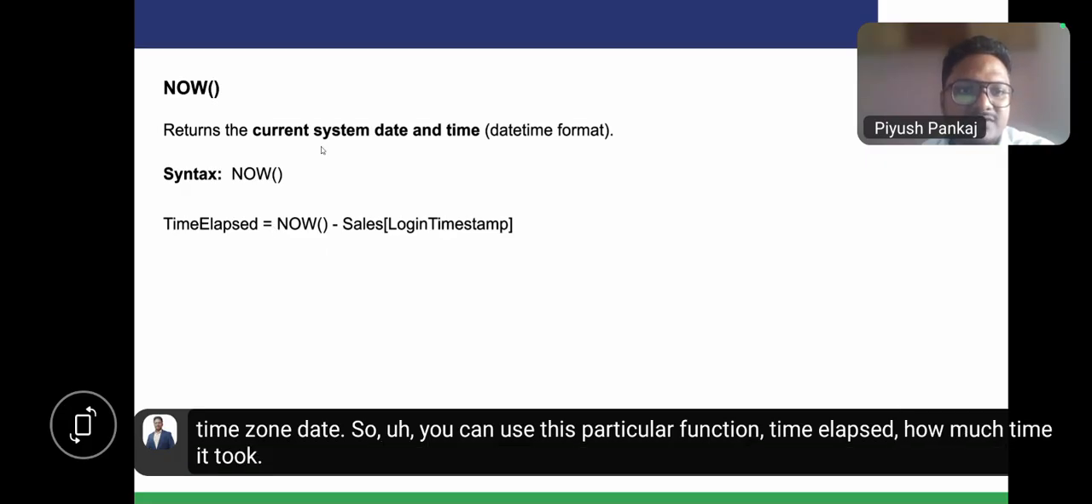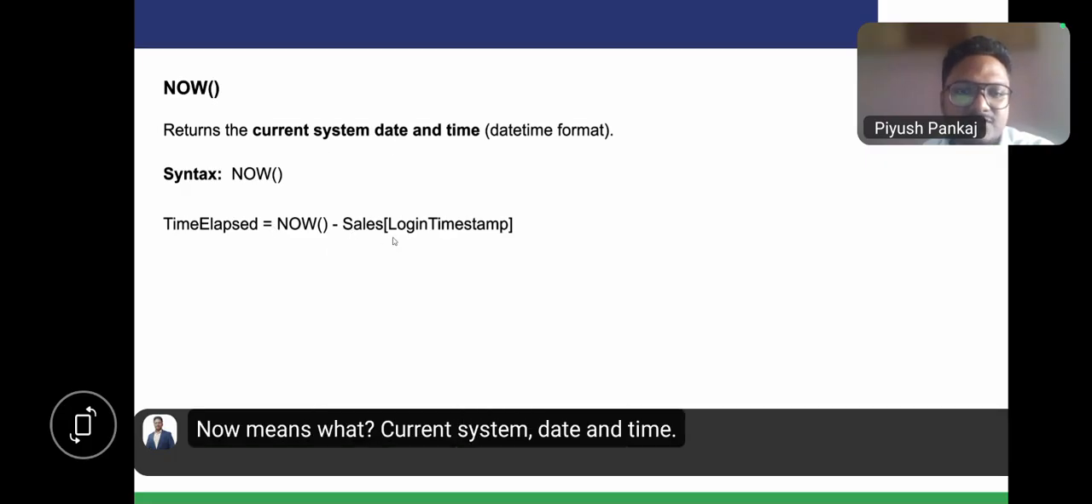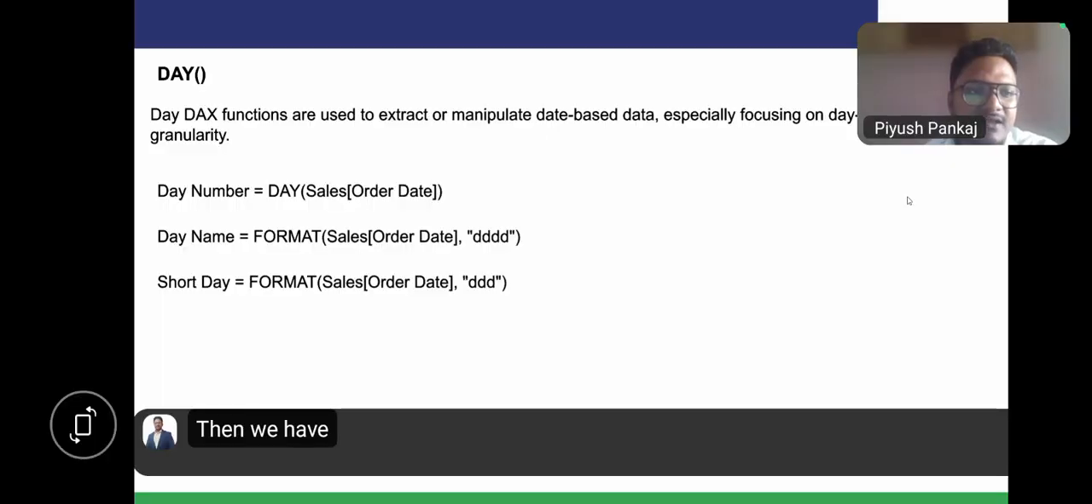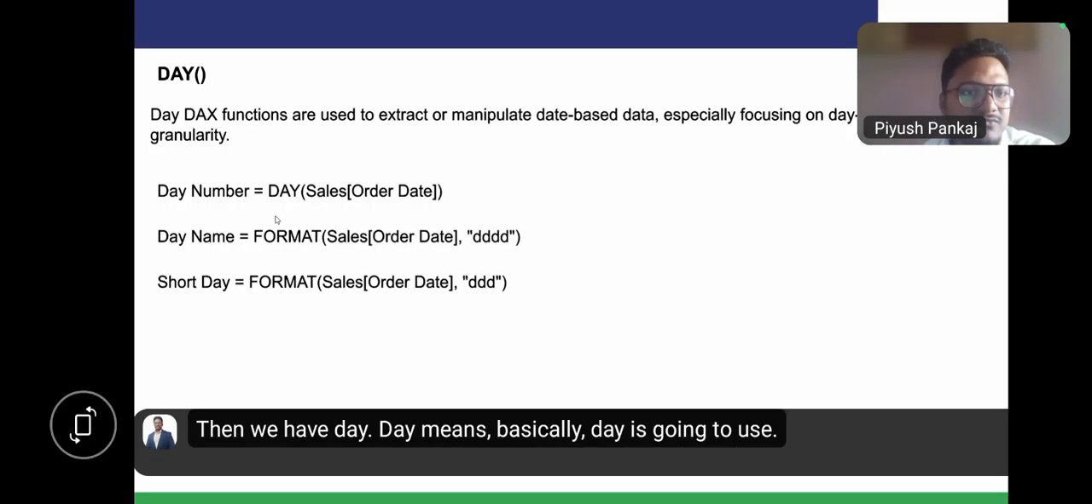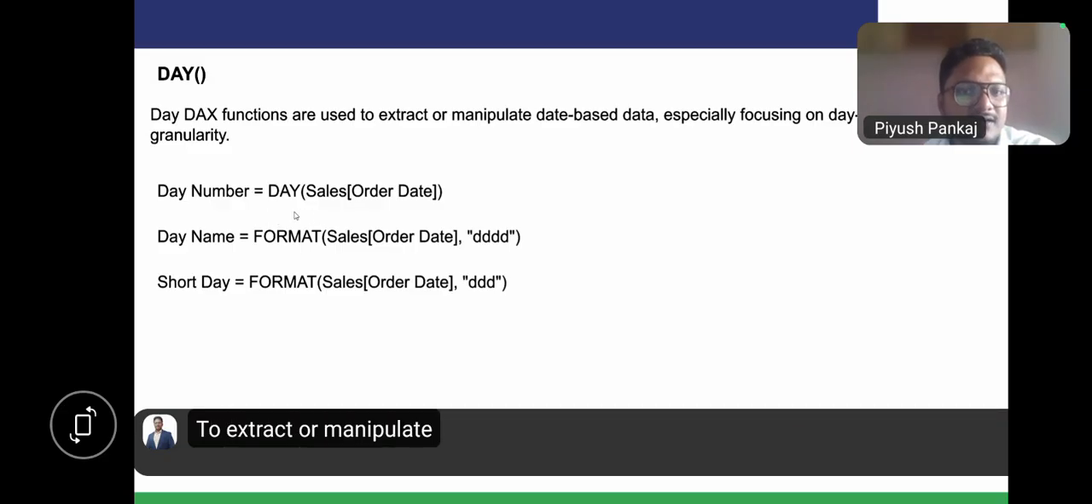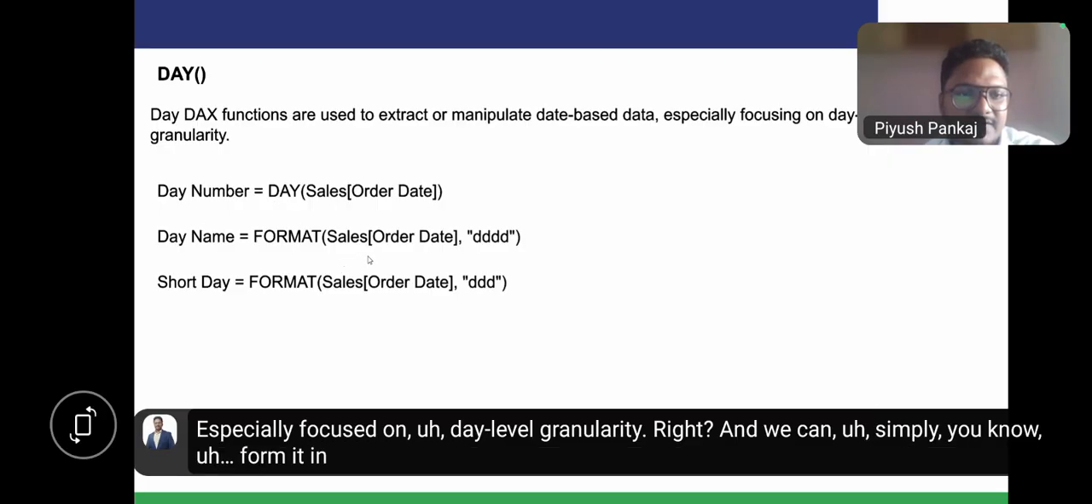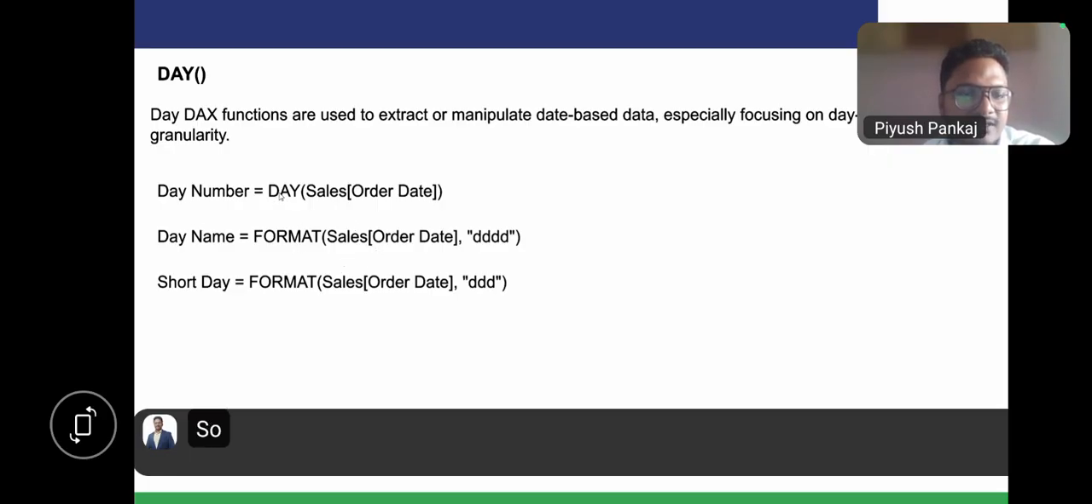Now means what? Current system date and time. So sales login stamp, login stamp is not there, so the NOW function is there. Then we have DAY. DAY is used to extract or manipulate date-based data, especially focusing on day level granularity. And we can format it in different ways. So you have the DAY function, then you have the FORMAT function also.